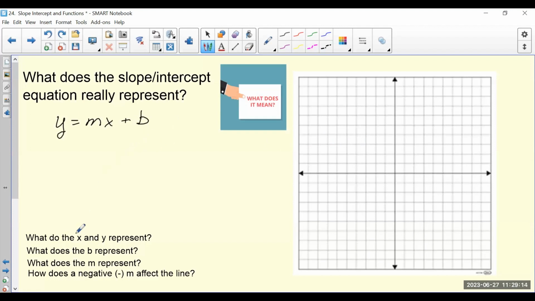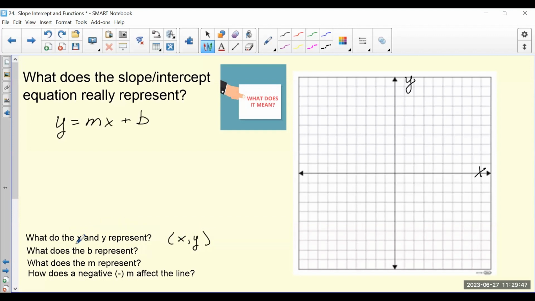So first of all, let's go over these 4 questions. What do the x and the y represent? Well, what does an x and a y stand for? I'll give you a hint. This is x, and that's y. So the x and the y stand for a coordinate point. We just did that. You put in an x, you got out a y, that became a point on the line. So the x and the y represent a coordinate point on the line.